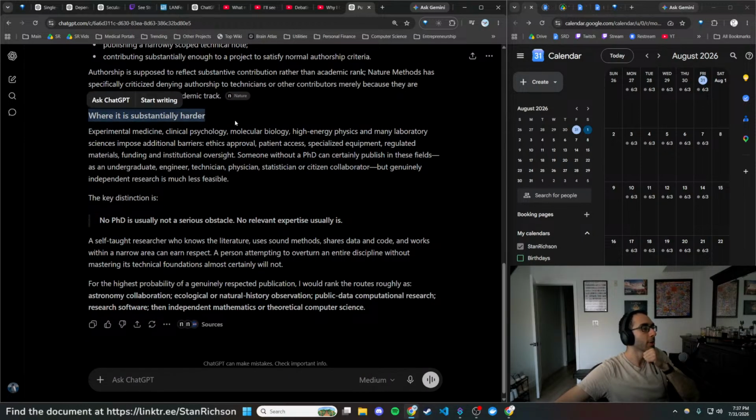So where is it substantially harder? So experimental medicine, clinical psychology, molecular biology, high energy physics, and many laboratory sciences impose additional barriers. Right, ethics approval, okay. Someone without a PhD can certainly publish in these fields. But what about meta-analyses? Couldn't you just do a meta-analysis?